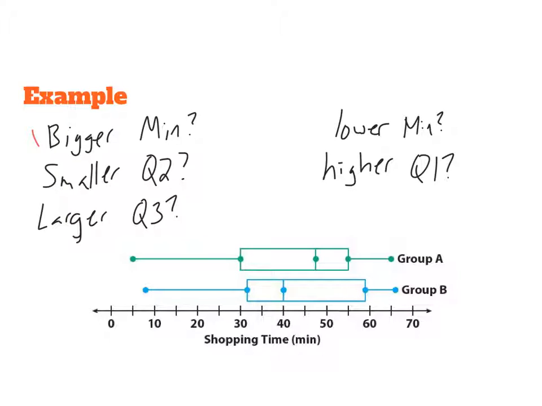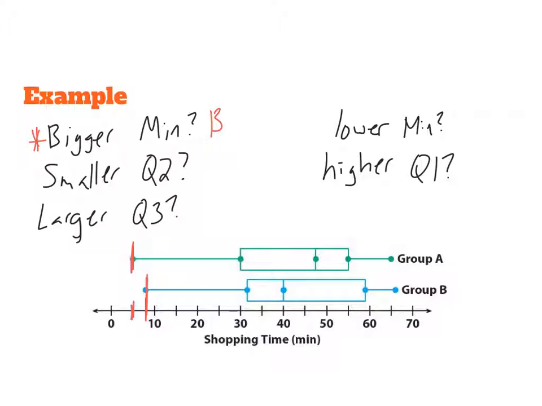For the first question, they want to know which one's got the bigger minimum. Minimum for A is here, minimum for B is there. And notice A's got it about 5, B is probably about 7.5 or 8. So the bigger one is going to be for group B.